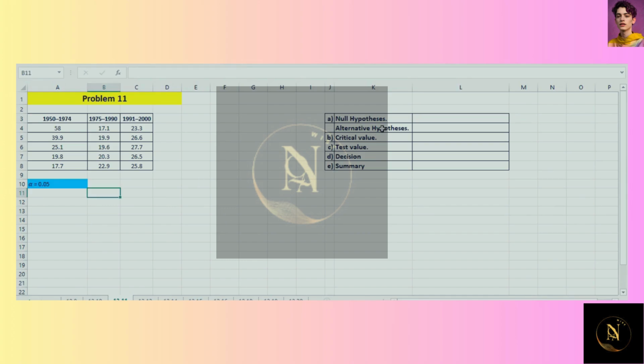So the first thing we need to do is to state the null hypothesis, which in this case is mu1 equals mu2 equals mu3, because we have 3 different groups within the population. Now, for the alternative hypothesis, we could say that at least one mean is different from the others.